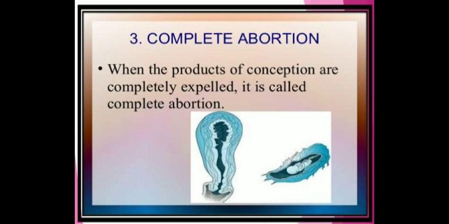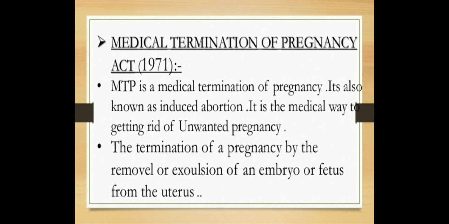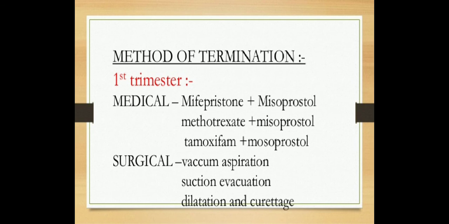In complete abortion, the products of conception are completely expelled, so it is known as complete abortion. There is one act known as the Medical Termination of Pregnancy Act, which was launched in 1971. It is also known as induced abortion, and it is the medical way of getting rid of unwanted pregnancy. It is the termination of the pregnancy by the removal or expulsion of an embryo or fetus from the uterus, and the methods are different in different trimesters.